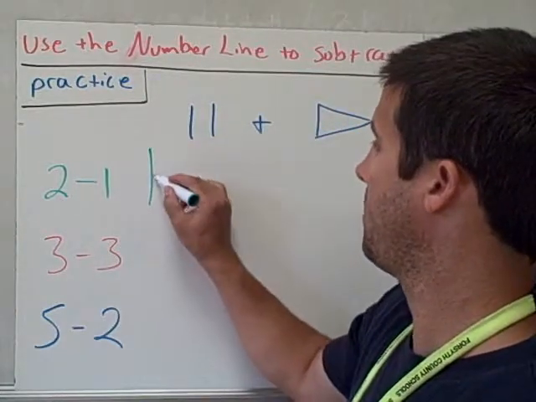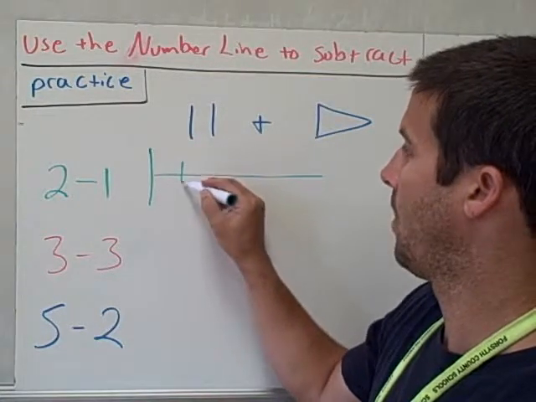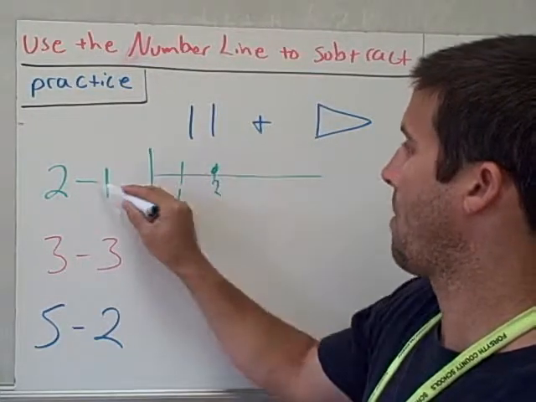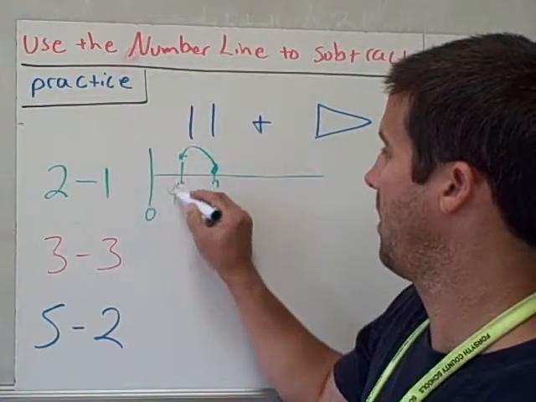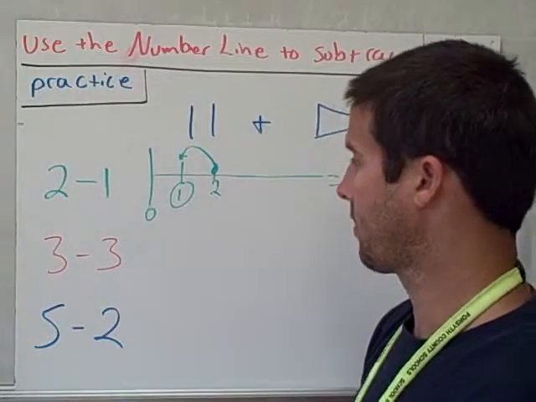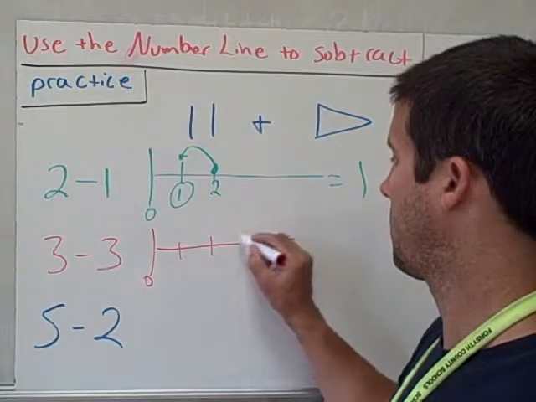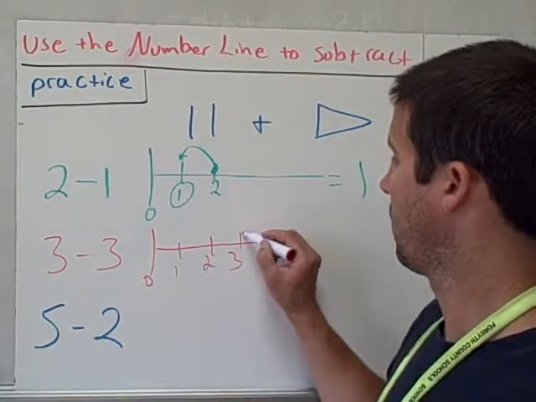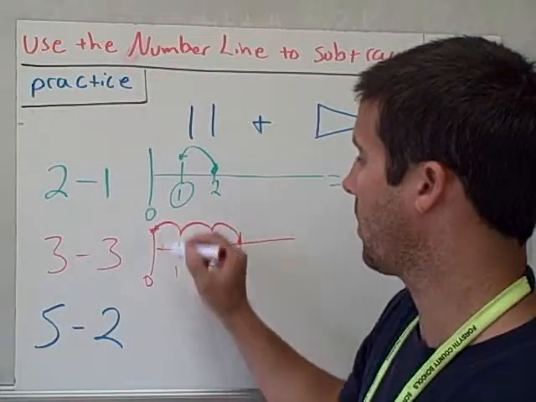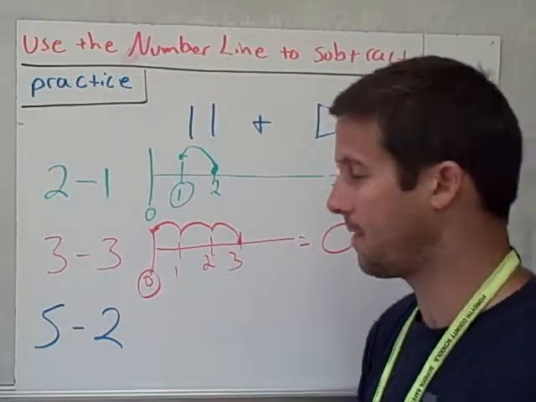We're going to use the number line to solve the math problem. 1, 2. This is my 0, of course. We start at 2. We go back 1, or we subtract 1. Answer is 1. Okay? And 3 minus 3. Let's see if you got this. 0, 1, 2, 3. We're going to start at 3, and we're going to go back 3. 1, 2, 3. And look, I ended up at 0. Okay, easy enough.